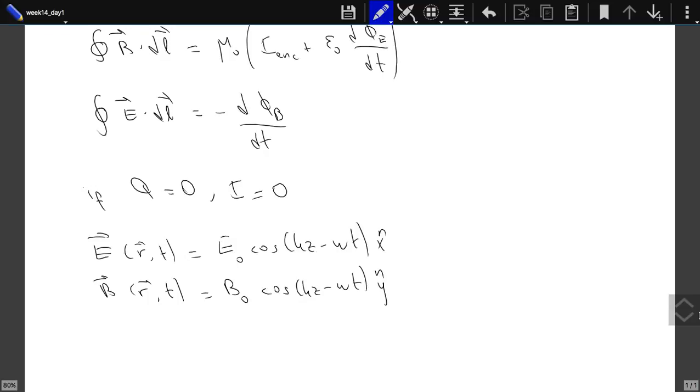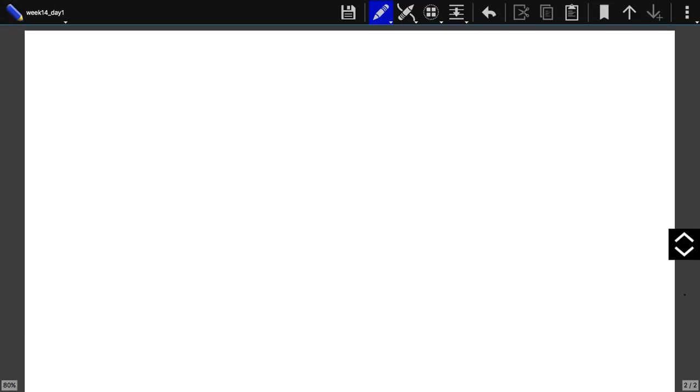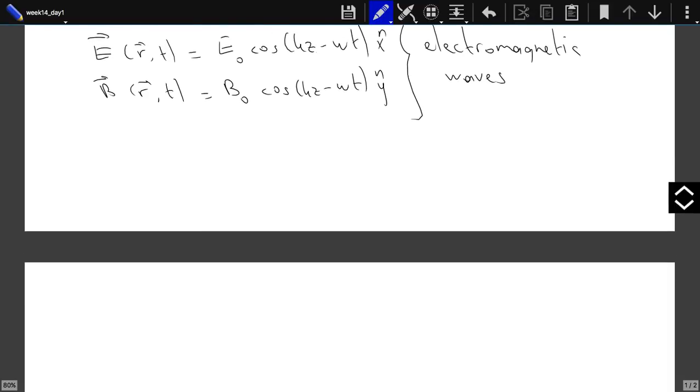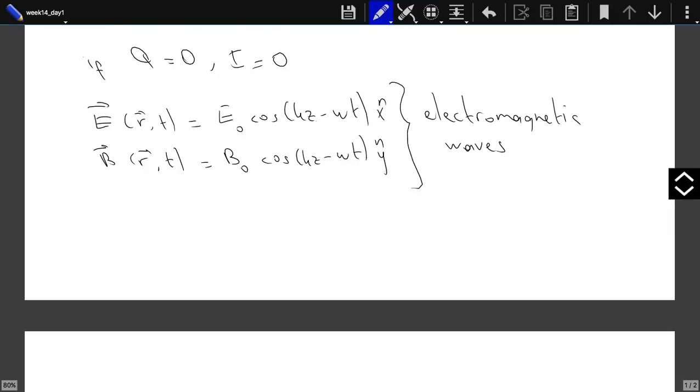Now, first, let's look at what these mean. Okay, we wrote these mathematical functions, but what do they look like? How will they behave both in time and in position? These are what we will be calling the electromagnetic waves. The electric field, I'm assuming, is in the x direction all the time. The magnetic field is always in the y direction. They are perpendicular to each other all the time. If these are the solutions, they will always be perpendicular.